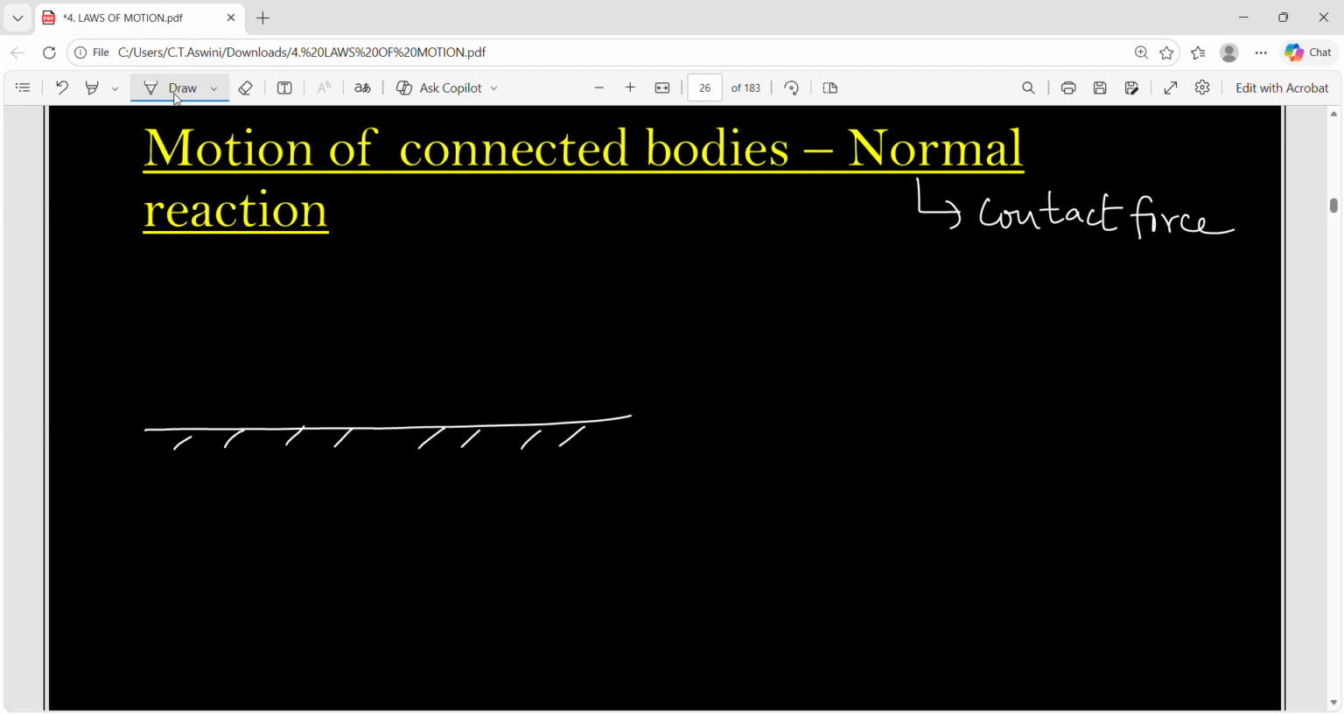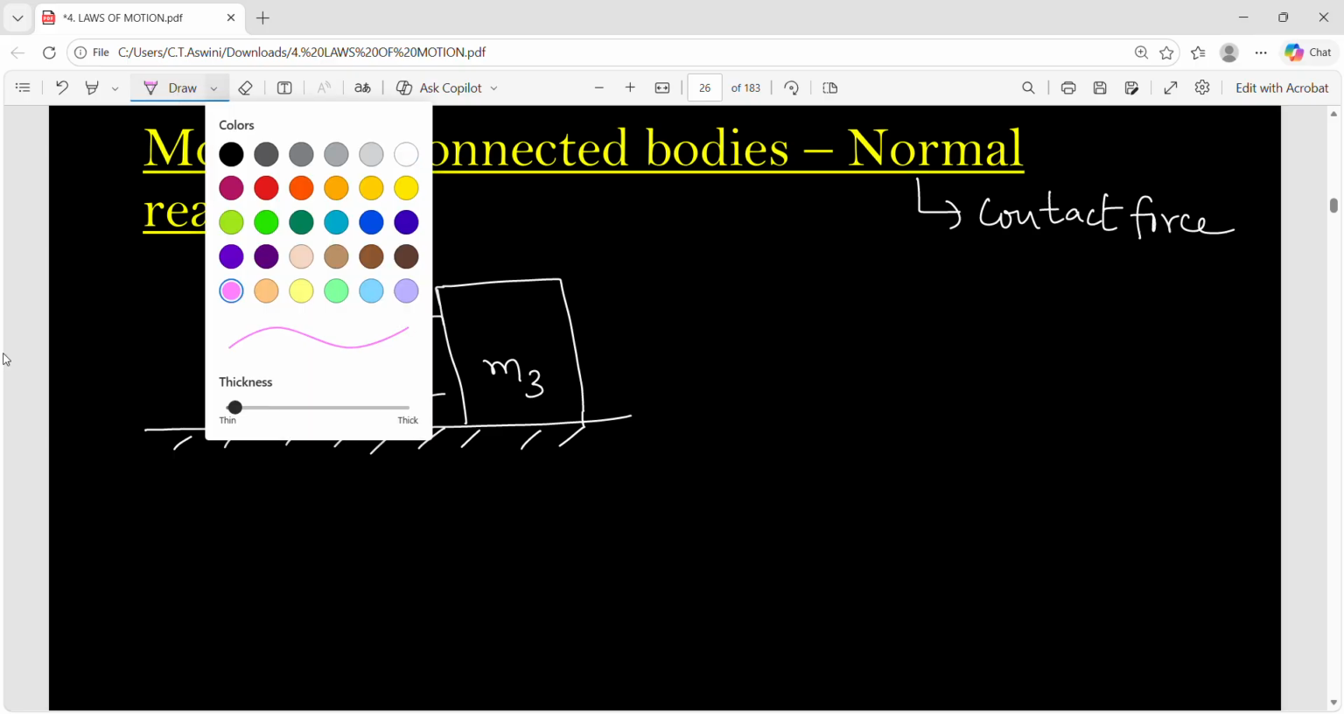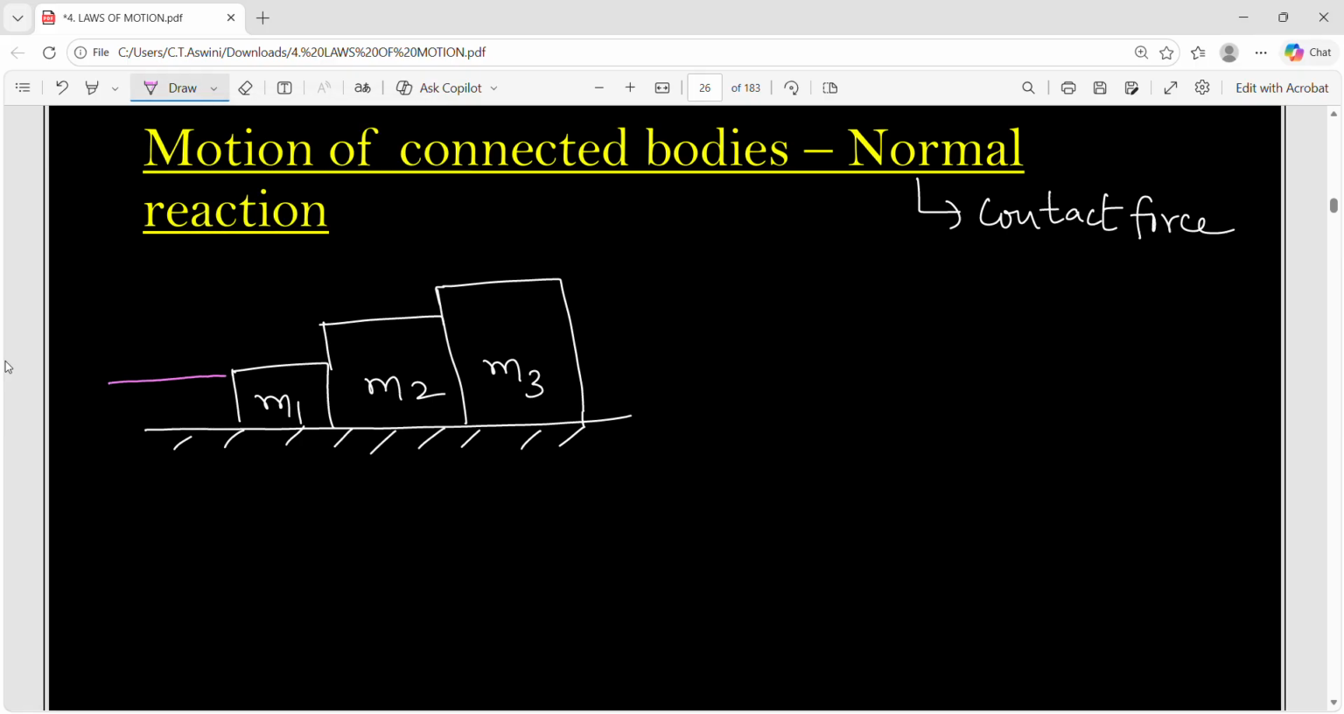Let this be the horizontal floor. For the sake of understanding, I'm just taking three bodies. M1 is the mass of the first body, M2 is the mass of the second body, and M3 is the mass of the third body. Now, if you see, how are the three bodies here? They are connected, right? They are connected to each other. Now, suppose I apply some external force on the mass M1, that means I am applying external force on the first body. This is the force applied.